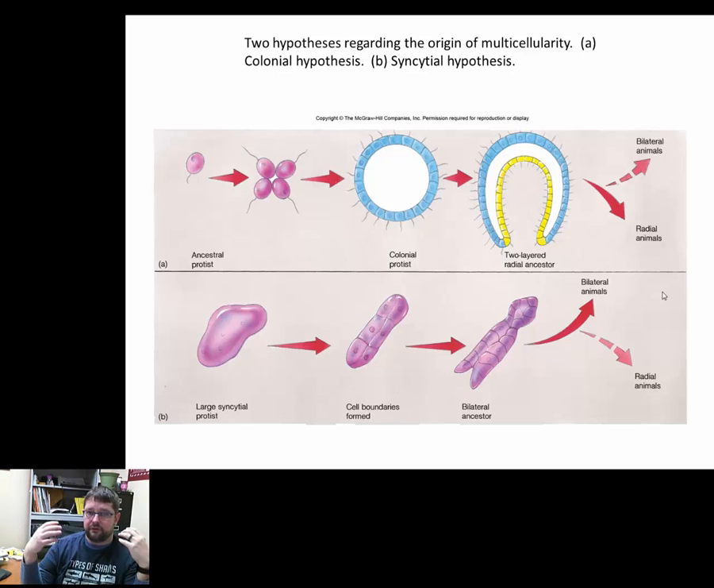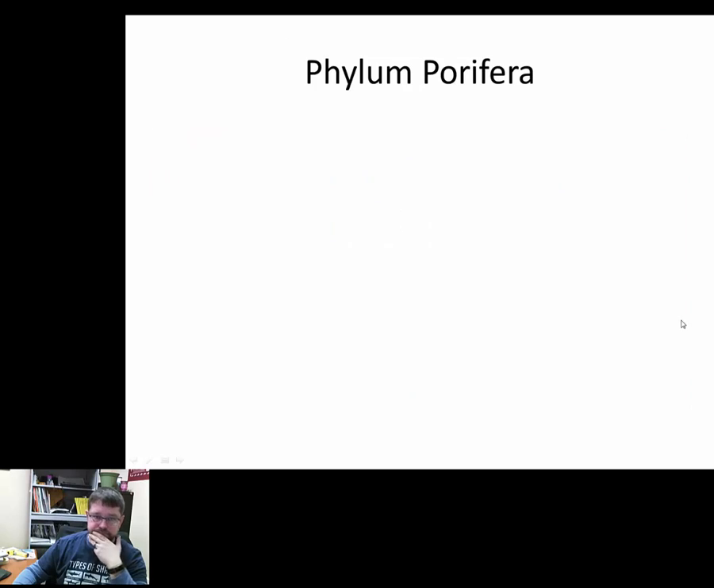They've both been tested. Sometimes they're rejected, sometimes they're not rejected. It's really a matter of, we just don't have enough evidence at this point in time to decide which one of these two hypotheses is more right, or at least supported more by scientific evidence. Okay? But we'll talk about this a little bit more as we progress. I definitely lean to the colonial protist hypothesis because there's just more evidence for it, and when we start looking at Porifera, that seems to be what's going on in Porifera.